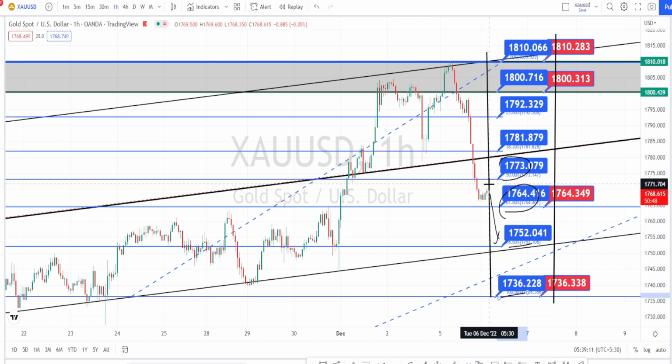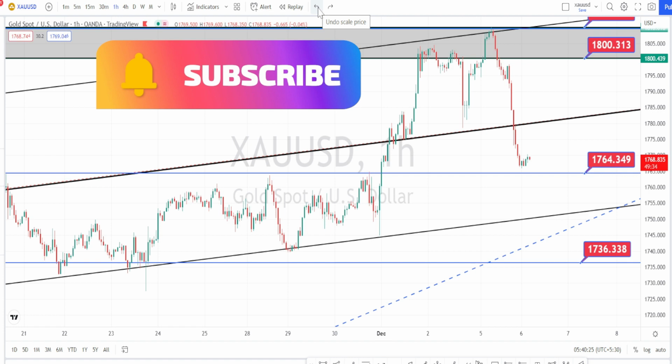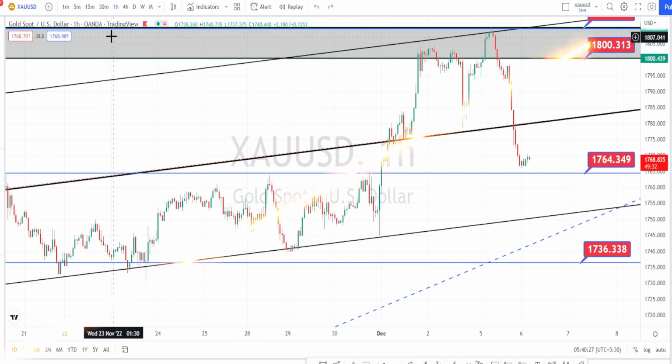And if the price action breaks this resistance level of 1773, the next level of resistance is going to be around 1781, 1792, 1800 and 1810. Let us mark the support and resistance levels for the 30 minutes time frame.